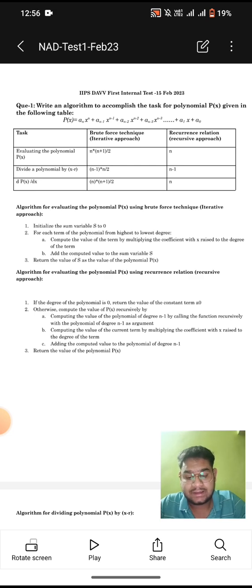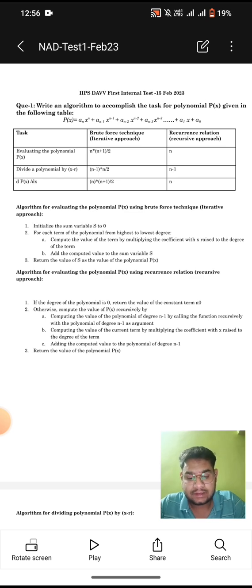Algorithm for evaluating the polynomial p of x using brute force technique. Iterative approach. Initialize the sum variable s to 0. For each term of the polynomial from highest to lowest degree, in this method, there are two steps. First, compute the value of the term by multiplying the coefficient with x raised to the degree of the term. And second step is add the computed value to the sum variable s. The next step is return the value of s as the value of the polynomial p of x.